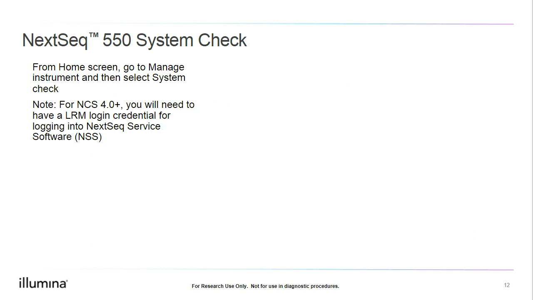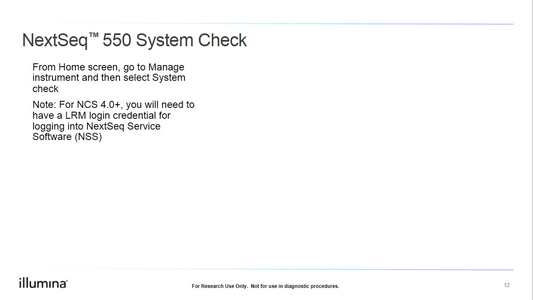Technical support will often ask you to perform a system check to assess the instrument performance, and here's how to perform a system check on the NextSeq. In the Control Software home screen, select Manage Instrument, and then System Check. This will take you to the NextSeq Service Software, or NSS.